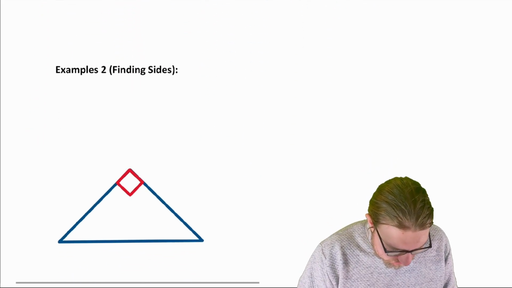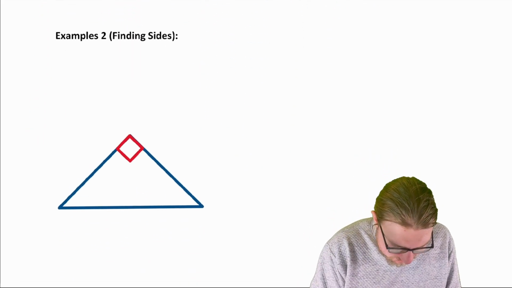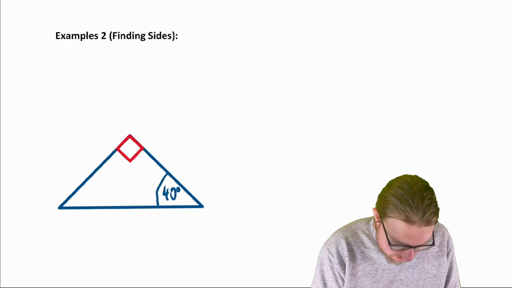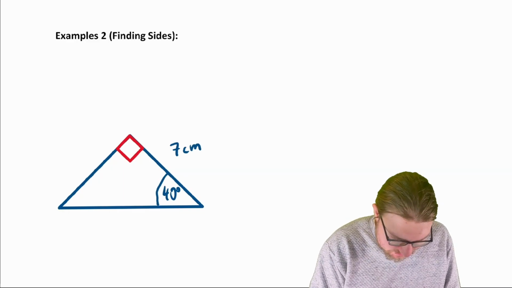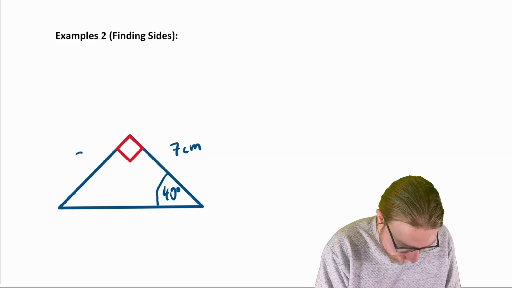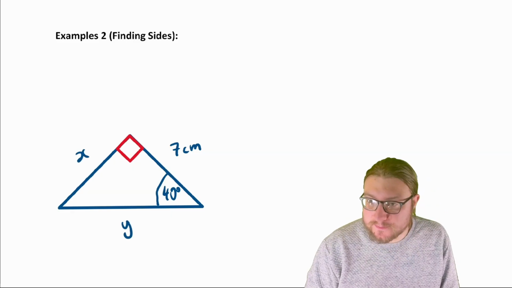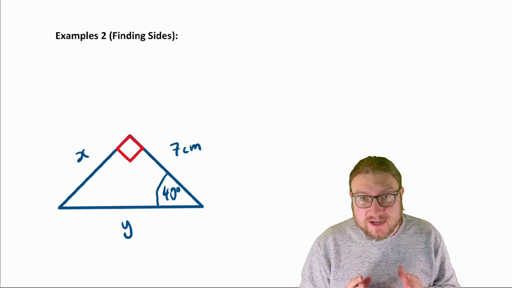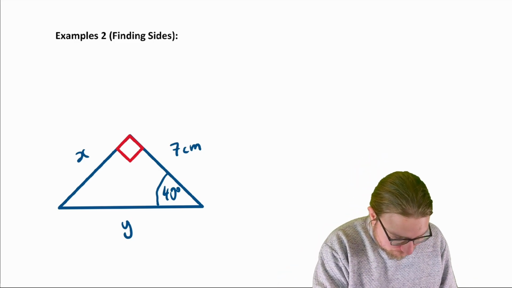Okay, next one. Let's have another example over here. Let's say we have an angle of 40 degrees here. This is 7 centimeters, and we want to find this side and this side. So again, pause the video if you need to, but let's get started.